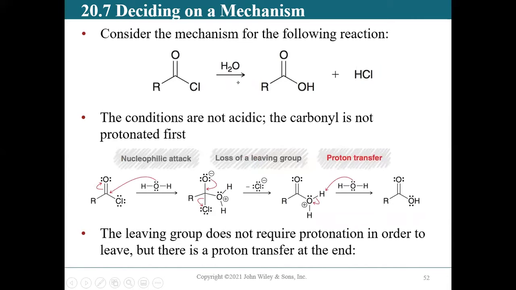We have this hydrolysis of an acid chloride to produce the acid. The conditions are not acidic, so the carbonyl is not protonated first. Therefore, we'll see the nucleophilic attack from water to the carbonyl carbon produce a tetrahedral intermediate, and then loss of the leaving group and the reformation of the carbonyl, which produces this intermediate. Then another proton transfer produces the final acid. The leaving group does not require protonation in order to leave, but there is a proton transfer at the end.